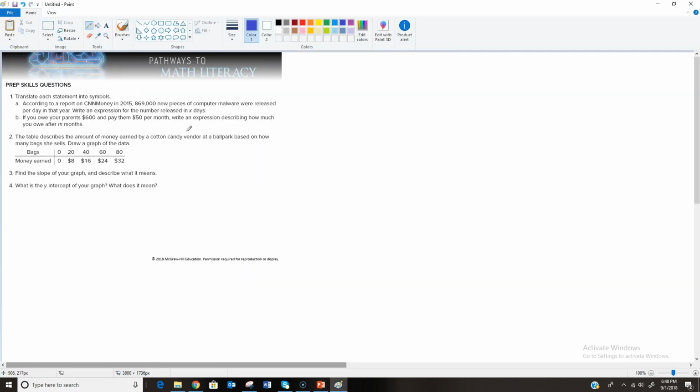So now we'll finish up with the prep skills questions. And the first question says to translate each statement into symbols. According to a report on CNN Money in 2015, 869,000 new pieces of computer malware were released per day that year. Write an expression for the number released in x days.